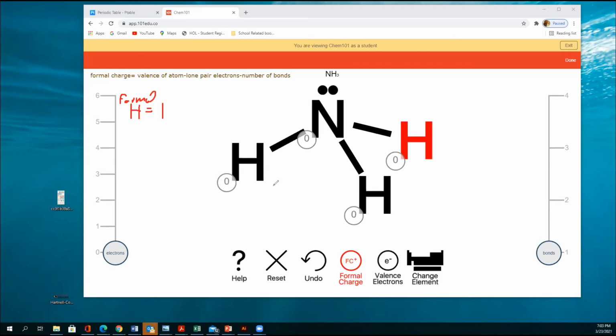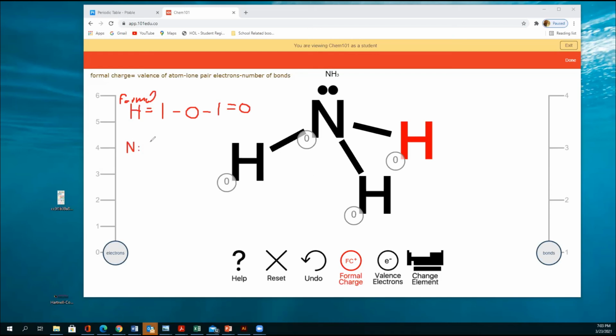Are there any lone pairs around hydrogen? Lone pairs would be electrons like this. No. How many bonds? 1. Okay, so we add that up together, it equals 0. And you want to try to get it as close to 0 as possible. Sometimes you can't get it to 0, but you want it to be as close to 0 as possible. Okay, what about the nitrogen? All of the hydrogens are going to be the same.